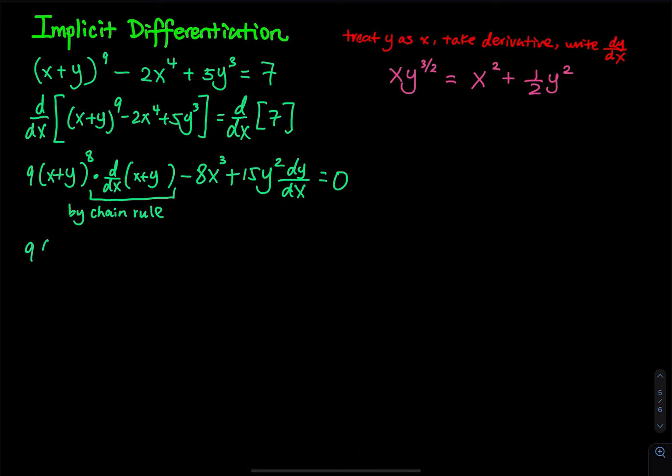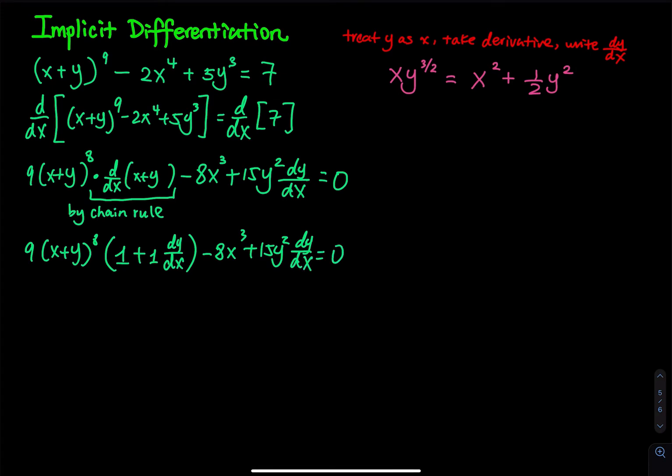So we have 9, and then (x + y) to the 8, and then the derivative of x is equal to 1. The derivative of y is equal to 1, and you have to write dy/dx. So this is just a 1 times a dy/dx. All right, and then we have a minus 8x cubed plus 15y squared, and then dy/dx, we have everything equal to 0. And then the next step is, so this one we have an 8th power, so we don't want to expand that.